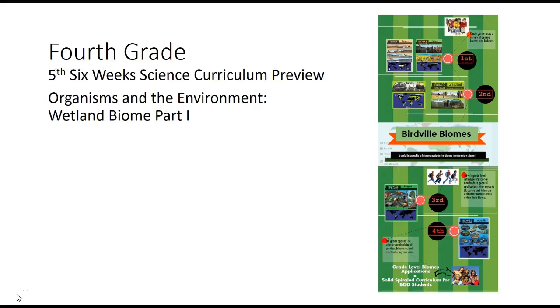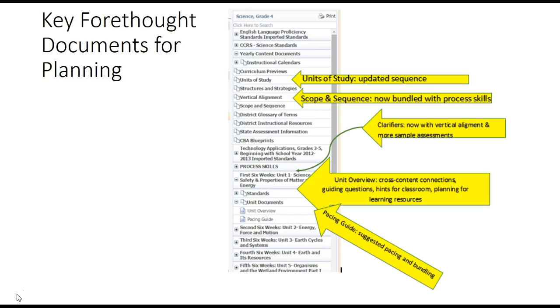Today we're going to talk a little bit about organisms in the environment, and this is going to be the first part of the focus on the wetland biome. Over on the right-hand side, you're going to see an infographic that you might have noticed in your science lab. This was produced last year to help us understand how the different biomes align vertically through the grade levels. So we're going to talk about that in just a second and make sure we're clear about how the wetlands fit into our life science standards.